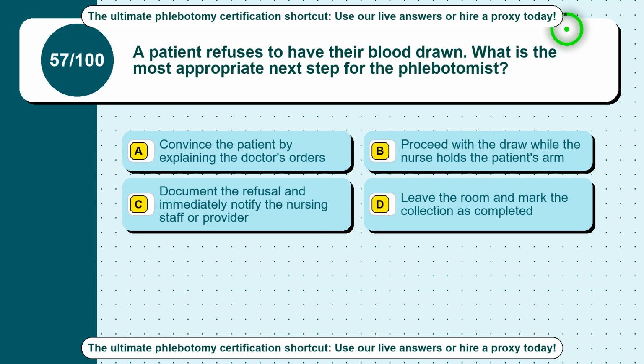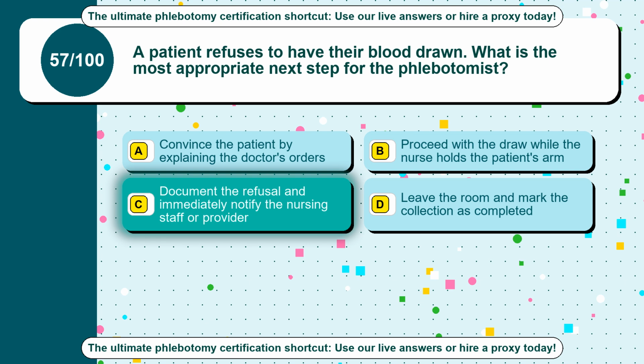Question 57. A patient refuses to have their blood drawn. What is the most appropriate next step for the phlebotomist? Option A, convince the patient by explaining the doctor's orders. Option B, proceed with the draw while the nurse holds the patient's arm. Option C, document the refusal and immediately notify the nursing staff or provider. Option D, leave the room and mark the collection as completed.